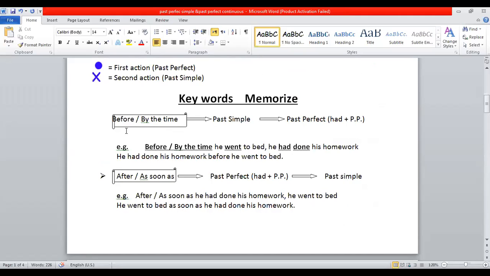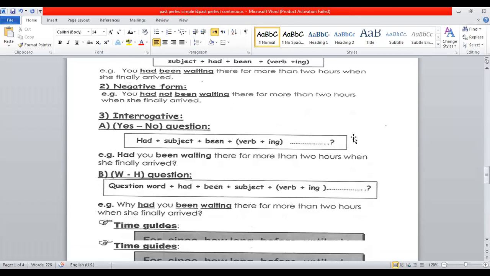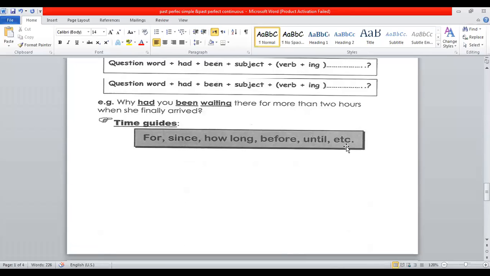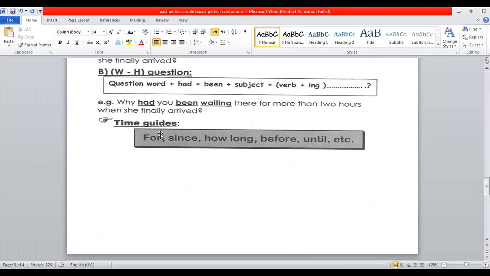For example, with before or by the time, you can put after it past simple, and then instead of past perfect simple, had plus past participle, you can put past perfect continuous, which is had plus been plus verb ing. But when you find a duration, which means a period of time, you can use for with the past perfect continuous in order to express the duration, like this example, for more than 2 hours. For more than 2 hours. So this is called duration.